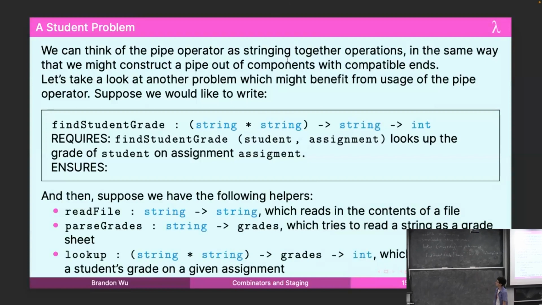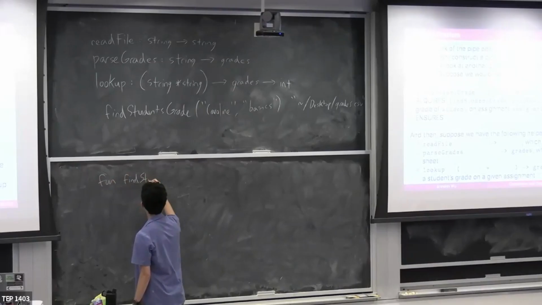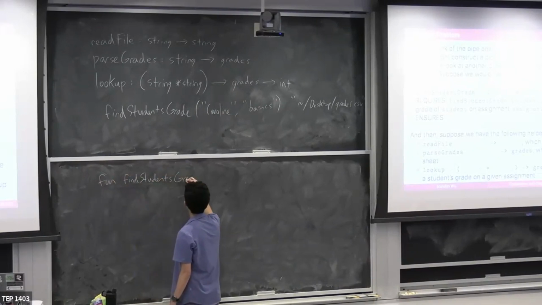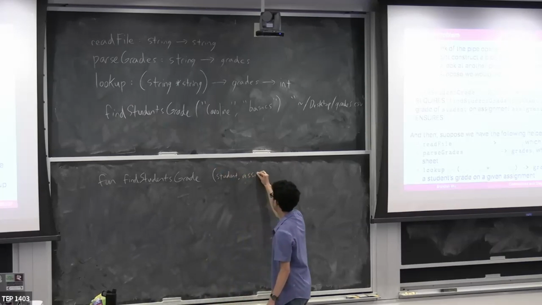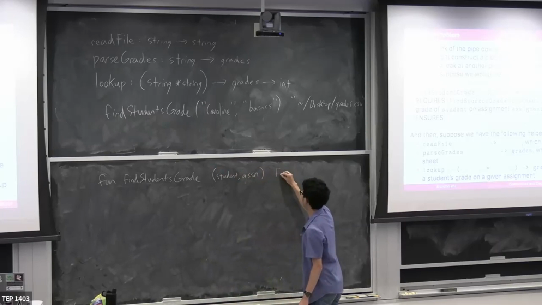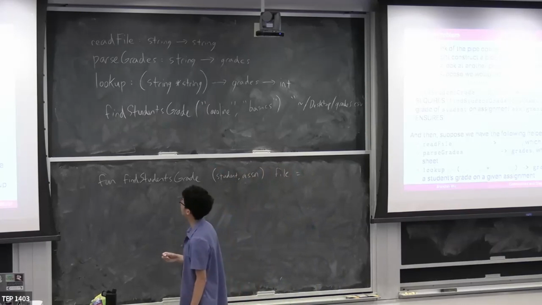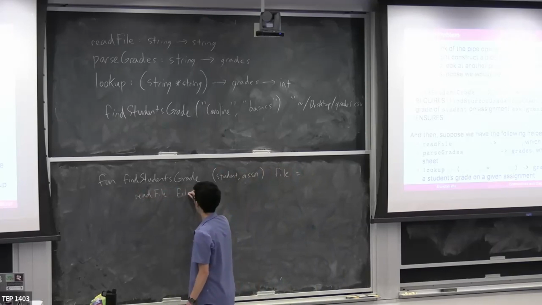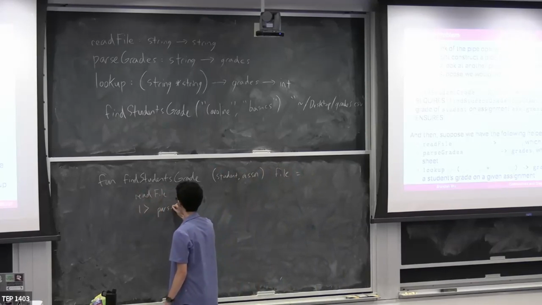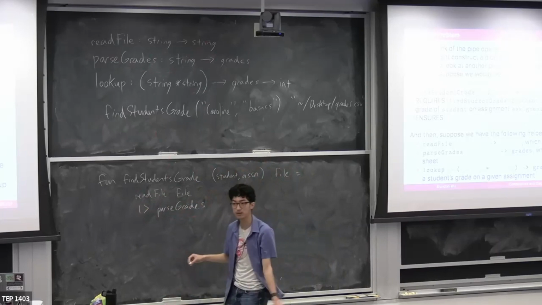I claim to you that actually I want to do this. Here's what I really want to do more than anything else in the world. I want to write find student's grade, student, assign, and then file. And what I'd love to do is, hey, what's that handy little pipe operator I just defined for you? So let's do read file on file, pipe that into parse grades, which takes in a string, because this thing outputs a string. So it type checks.